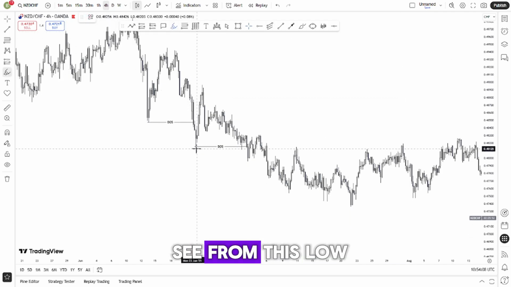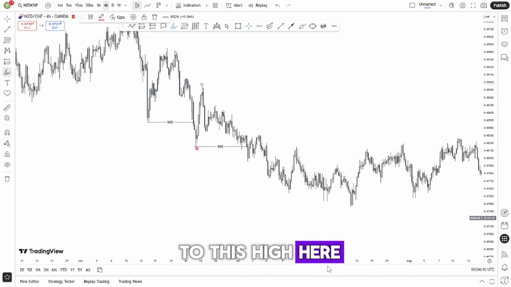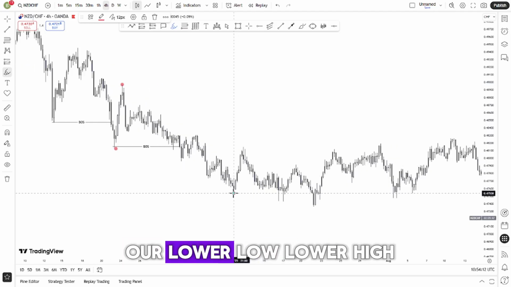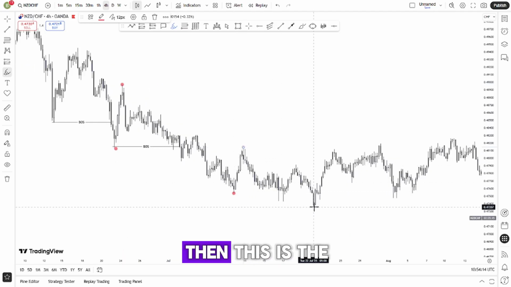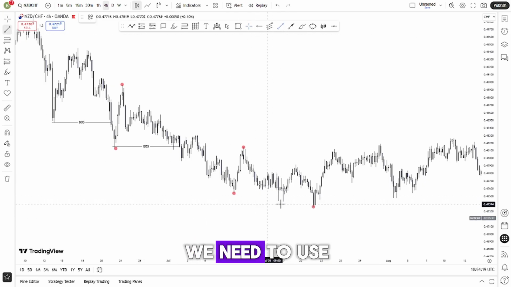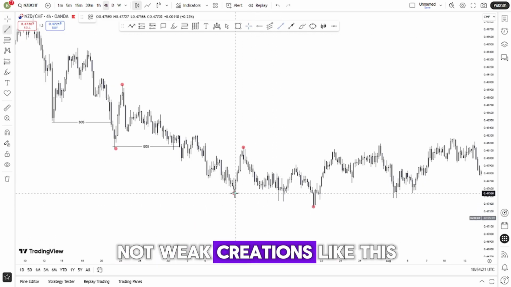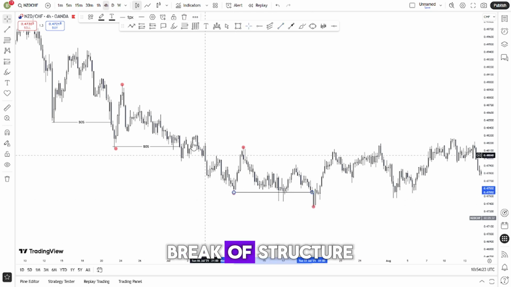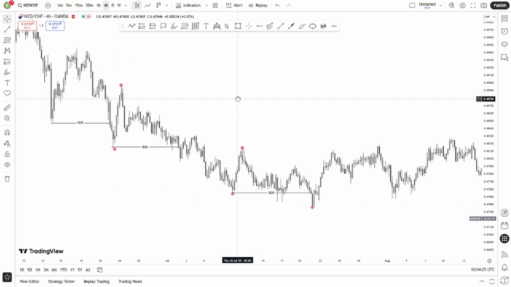So as you can see, from this low to this high here, we had this as our lower low, lower high, and then this is the lower low here, just because we cannot use wicks, we need to use body closes, not weak creations like this. So this is a break of structure, just like that.